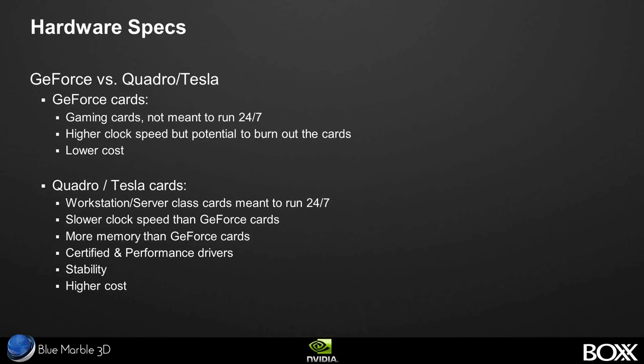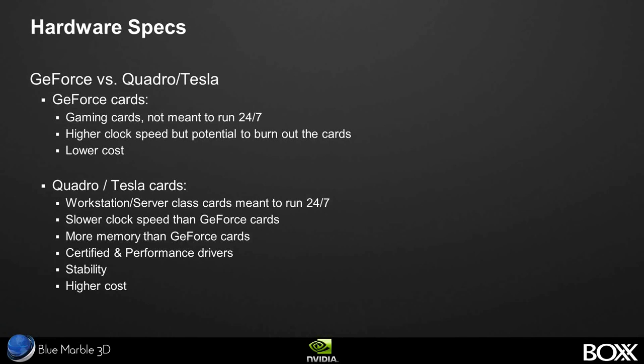So here again, GeForce versus Quadro. This is always the debate. GeForce cards are cheaper. There's no qualms about it. We started out that way too. They're gaming cards. They're not meant to be run 24/7. They can be, but again, 24/7, 365, depending on the load, you have the possibility of burning out. Worst case, you have to buy a new card. They are higher clock speed, but potential to burn out, and lower cost.